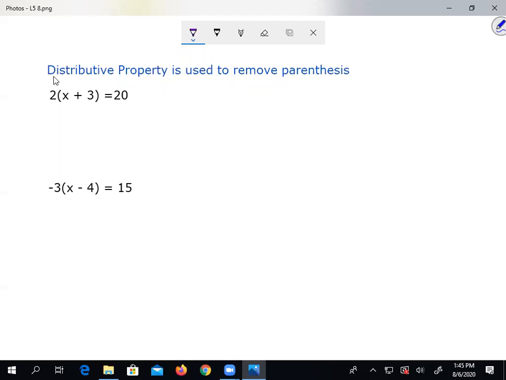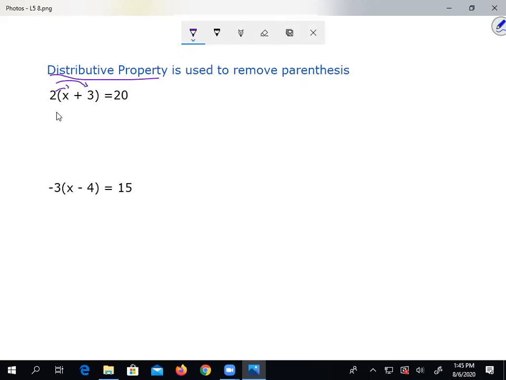So sometimes parentheses are going to be present, and distributive property is what we're going to use to remove parentheses. Remember, distributive property is when you multiply through addition. Notice how the 2 is connected to the parentheses with respect to multiplication. To remove the parentheses, I'm allowed to distribute the 2 through the addition.